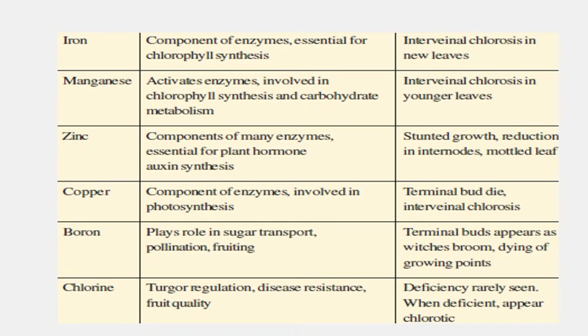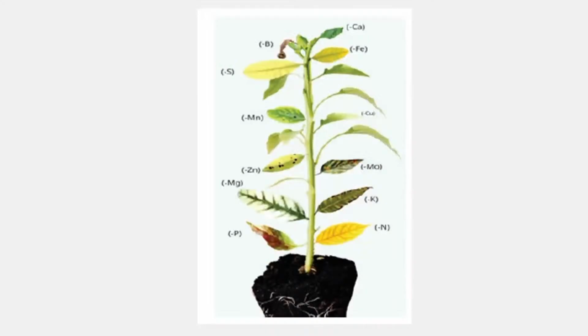After that we also discussed the role of iron, manganese, zinc, copper, boron as well as chlorine, and we understood the deficiency symptoms of various types of plant nutrients. Here in this picture we understood which plant nutrient shows which type of deficiency, and where in the plant body these deficiencies are generally visible.